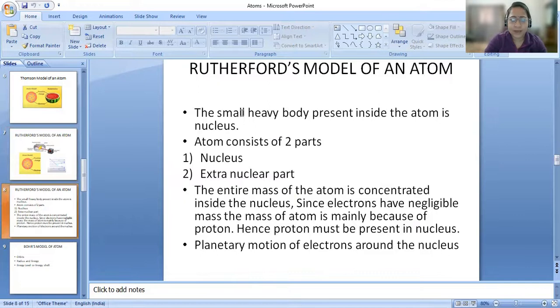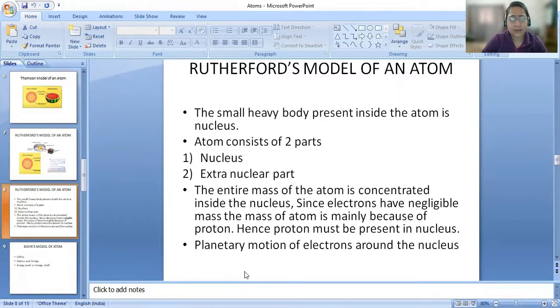He said that the atom consists of two parts. One is the nucleus, which is a very small, heavy body inside the atom, and the other is the extranuclear part, which consists of electrons. The whole mass of the atom is concentrated in the nucleus, and electrons have very negligible mass. He also said that electrons move around the nucleus like the earth or a planet moves around the sun. That is known as planetary motion of electrons around the nucleus.